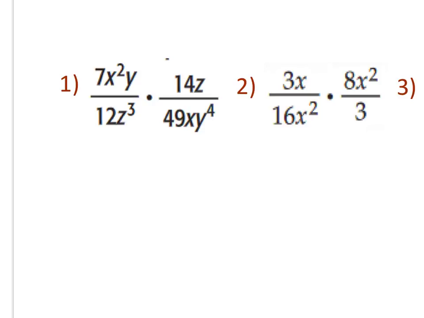So if the 7x squared y and the 49xy to the fourth, I can take a 7 out. That 7 becomes a 1. The 49 becomes a 7. If I take out an x down here, I'm left with just 1 up top. If I take away a y, I'm down to y cubed. And then if I look at the other cross products, 12z cubed and 14z, I can take a 2 out of both the 12 and the 14. So the 12 becomes a 6. 14 becomes a 7. If I take away that z there, I'm down to z squared.